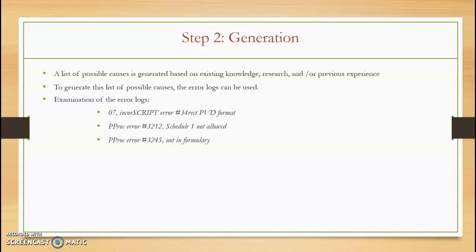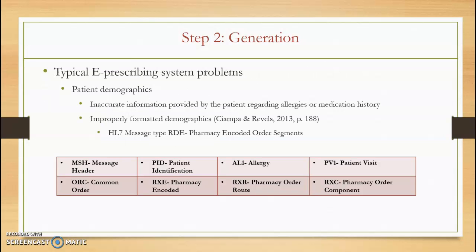Step 2 of the troubleshooting process is the generation of a list of possible causes. The only clues Brendan has right now are the error logs. If Brendan worked in IT, he'd probably easily be able to understand the error logs, but instead, he needs to use clues to decipher the error logs and generate the list of possible causes. To understand these error logs and generate the list, Brendan needs to research the typical problems encountered with an e-prescribing system.